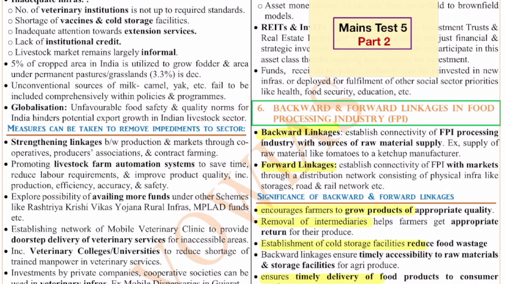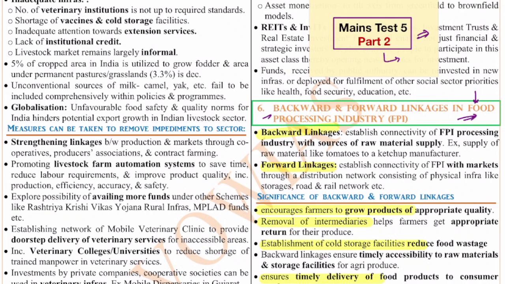Welcome to the mains test series discussion, and we are discussing mains test 5 of Vision IAS, and this will be the part 2. In part 1 we discussed question number 1 to 5, and now we will be discussing question number 6 to question number 10. So let us start with question number 6, which is about the backward and forward linkages in the food processing industry.